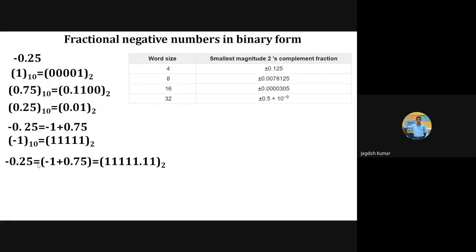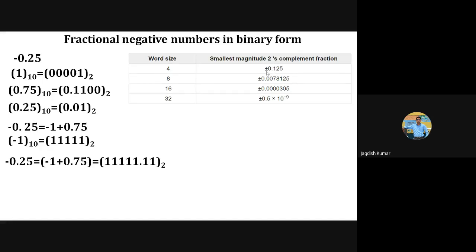Before we do the next example, one thing you should notice is that it depends upon the word size, meaning the number of bits in the word. If you are using 4 bits per word, then the smallest magnitude we can represent in 2's complement fraction is 0.125, either plus 0.125 or minus 0.125. In this table you should notice something interesting: the smaller the fractional number, the more bits are needed for representing it.